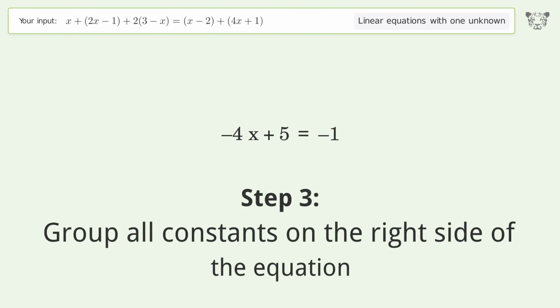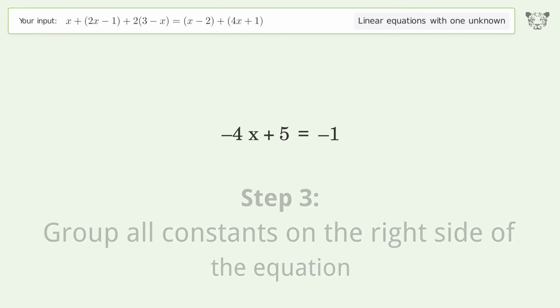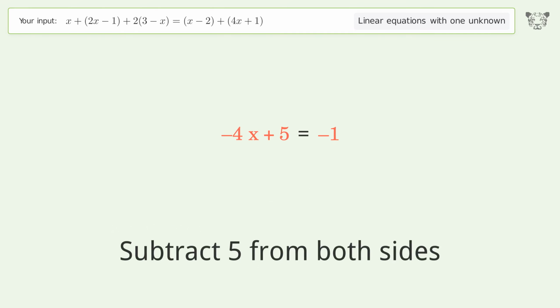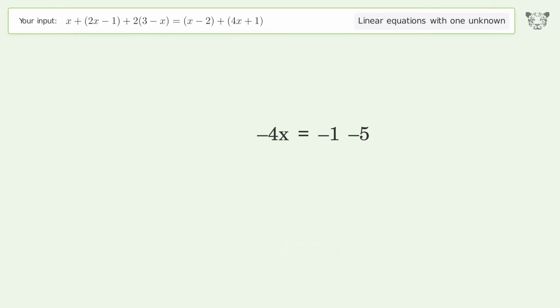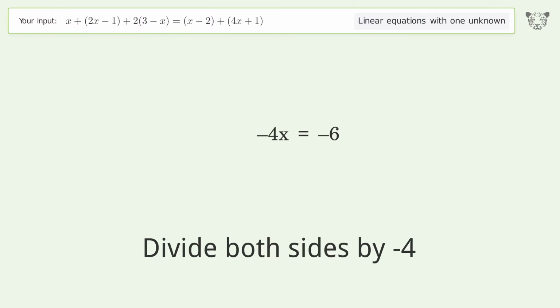Group all constants on the right side of the equation. Subtract 5 from both sides. Simplify the arithmetic. Isolate the x. Divide both sides by -4.